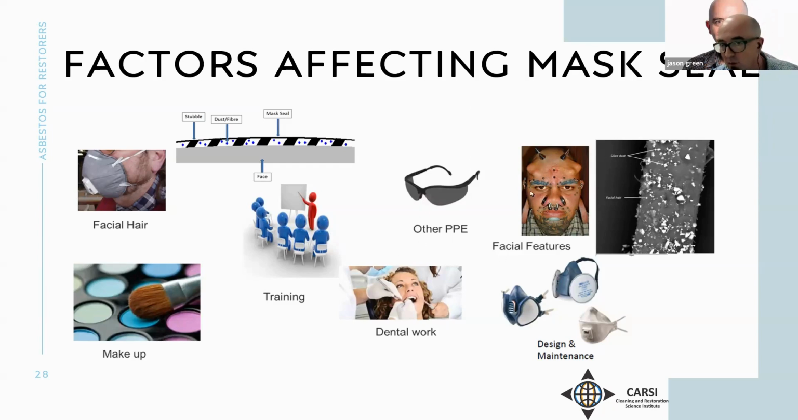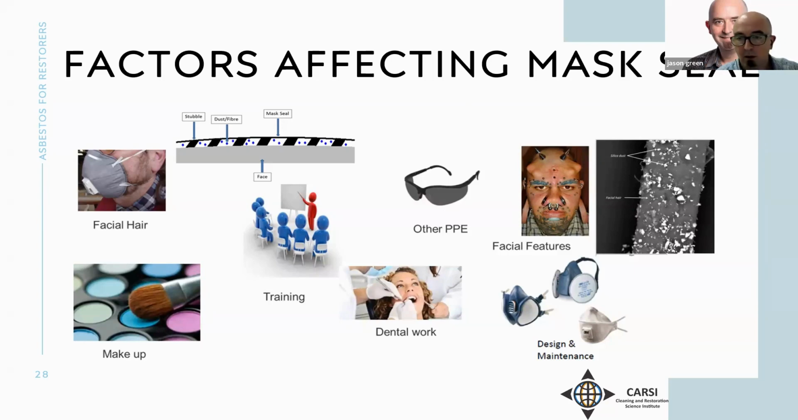There's other issues to do with facial features. People might have different sized faces, which may prevent them getting a good seal on that mask. We want to make sure that these things are taken into account. Okay, so looking at the type of mask or respirator that they're getting fitted for is really important.